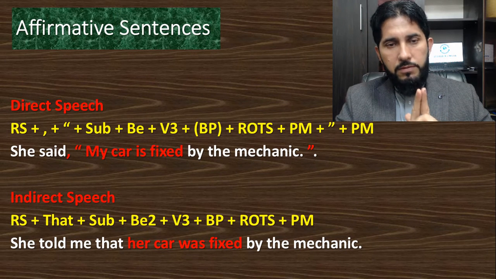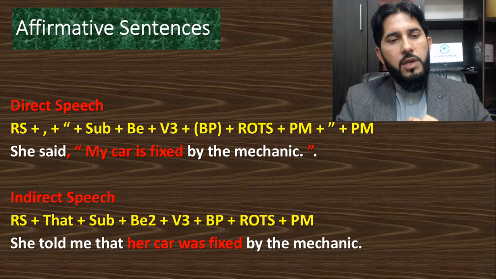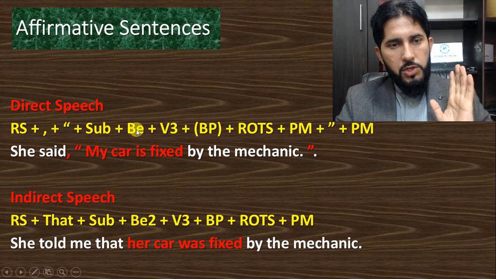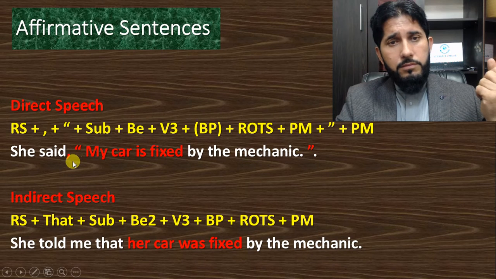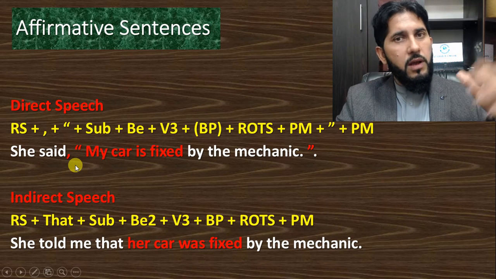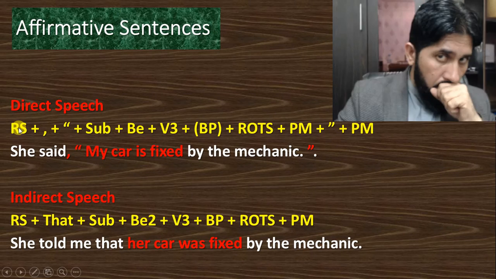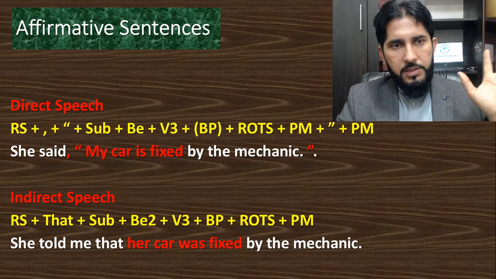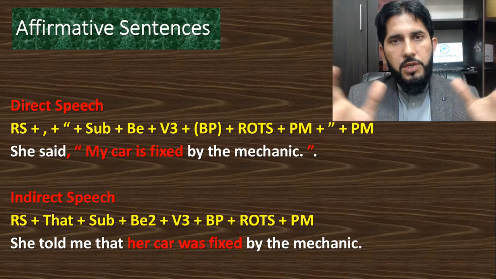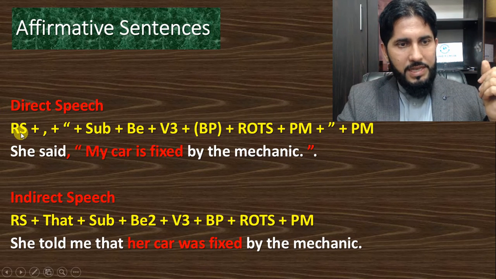First of all, affirmative sentences have broad structures for both direct speech and indirect speech. So I want you to pay close attention to the first structure because on the first slide I'm going to explain the structure, and then it won't be necessary to explain it on each slide. So RS here means the reporting speech. If you remember, in the first video I explained that a direct speech has two parts, the reporting speech and the reported speech. So it starts with the reporting speech, and here RS stands for reporting speech.